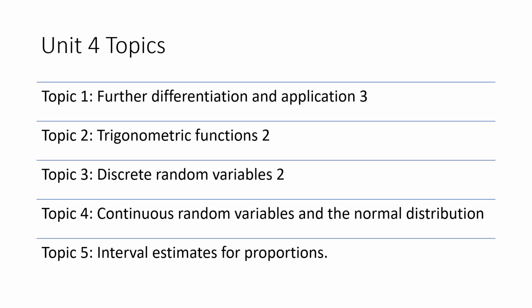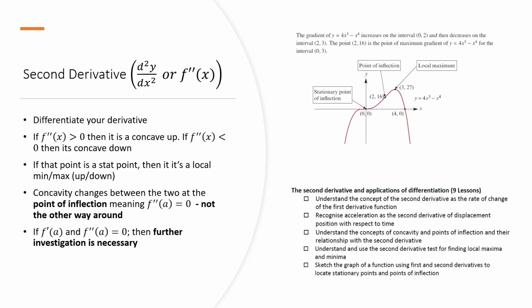Yeah. Now, Unit 4, you have second derivative, trig functions, discrete random variables, continuous random variables, normal distribution, and interval estimates for proportions. Second derivative, I've got the second derivative test on the left, and here's a graph. Basically the point of inflection is the change between concave up and concave down. You can see from negative infinity to 0, it's concave down, sorry. And then from 0 to 2, it's concave up because it's going upwards. 2 to 3, it's concave down. And 3 to infinity, it's concave down as well because it's just continuing on.